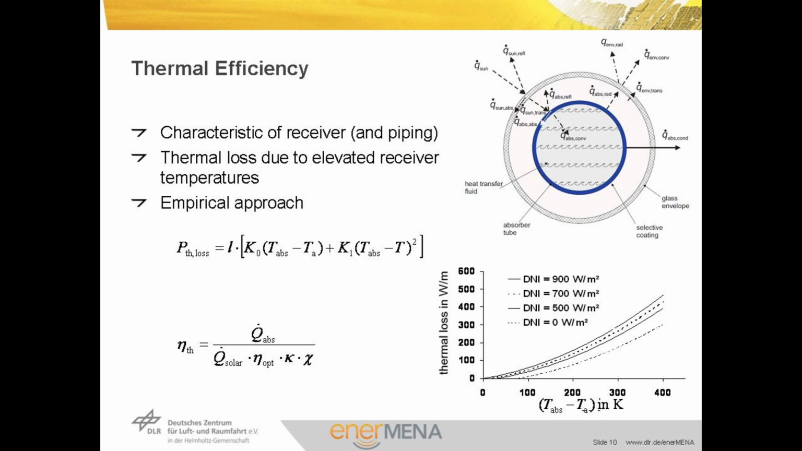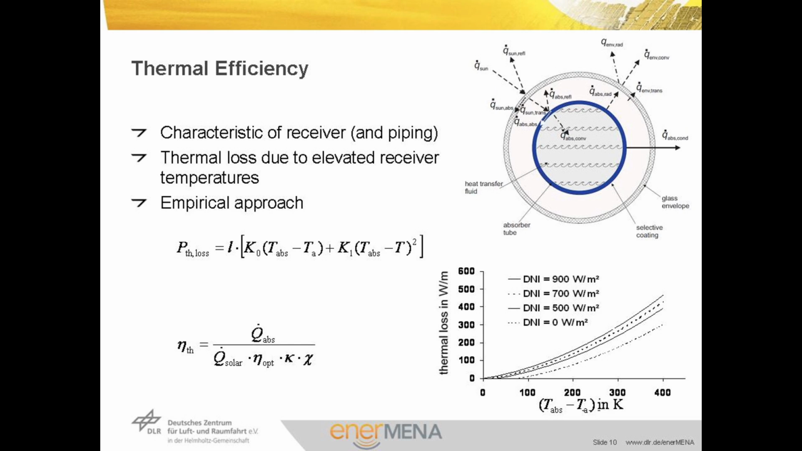Quadratic or polynomial approximations of the heat loss per meter length are common. The temperature difference between the mean receiver temperature and the ambient is considered the governing quantity. The graphic on the bottom right shows the specific heat loss per meter as a function of temperature difference to the surroundings for different levels of irradiance. The higher the irradiance, the higher the heat flux on the receiver tube, and thus its outer surface temperature will be. As the heat loss increases with the surface temperature, higher irradiance causes higher absolute heat loss.